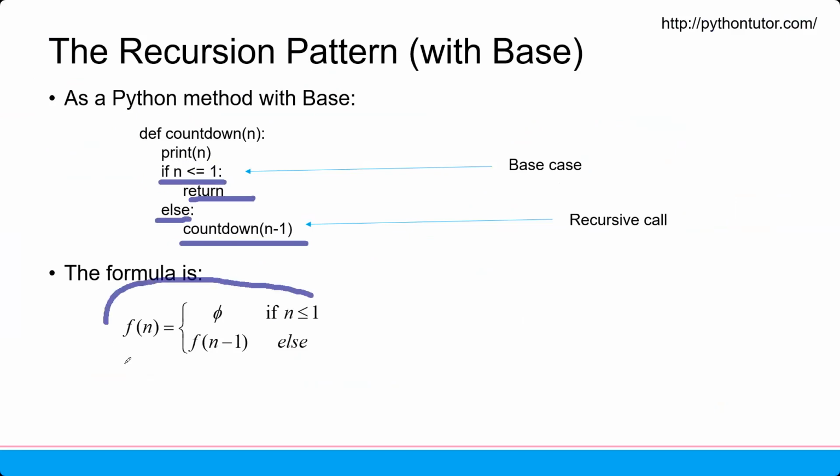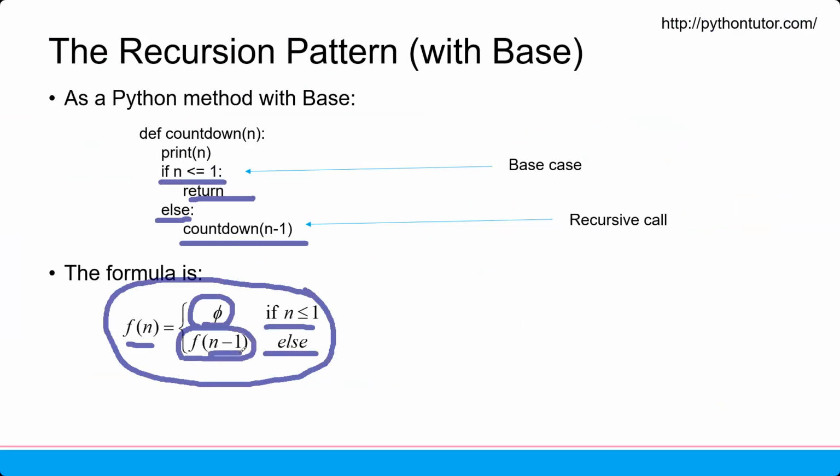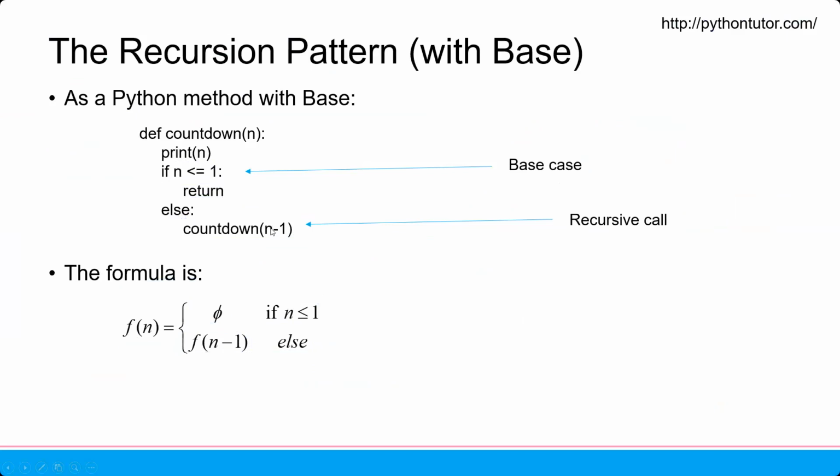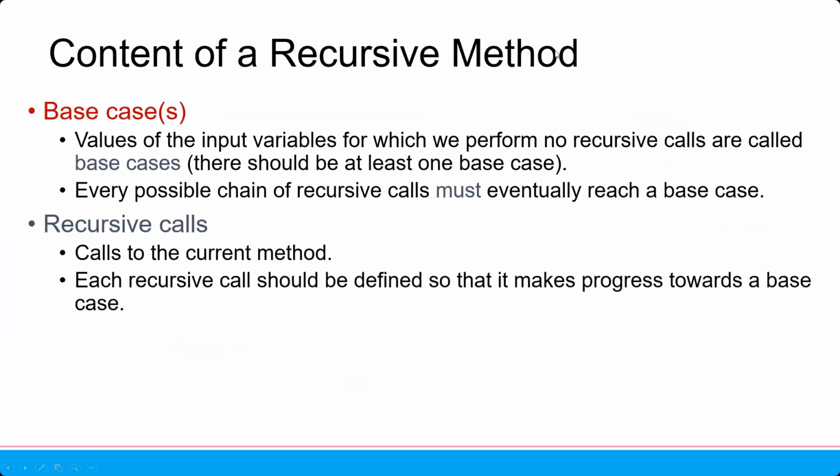We can look at the formula like this one. F(n), if n less than 1, let's make it empty or nothing. If it is else, then call the function again and put the value n minus 1. We have the base case, or I put an S here because there might be several base cases. So let's just learn using one base case.